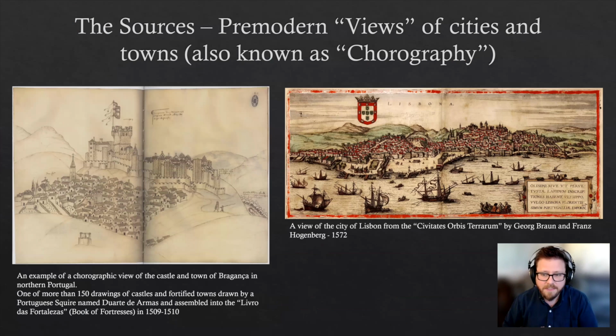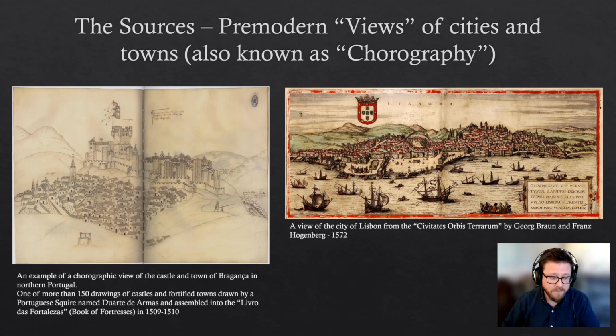So to move forward here, here's a couple of examples of the kinds of things that we're dealing with. These are our sources. These alternate with lots of different terms: bird's eye views, choreographies of places. These were actually very, very common methods for expressing places, particularly cities and the hinterland.